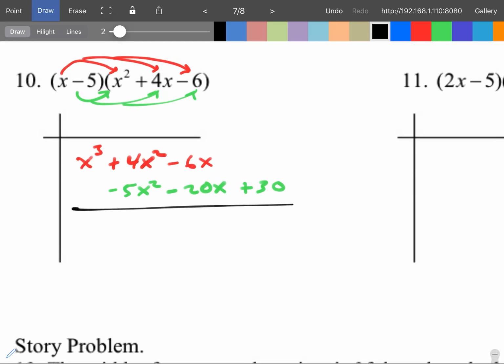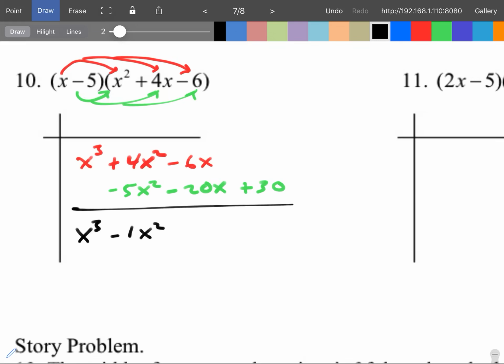And then to wrap this up, I'm going to add like terms. So I've got an x cubed, I bring that down. And then I've got 4x squareds, take away 5x squareds. So how many x squares do I have? 4, take away 5. Good. So I got negative 1x squared.